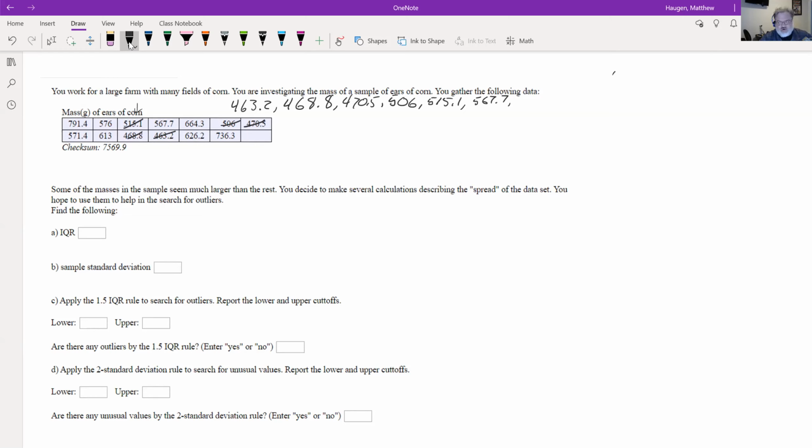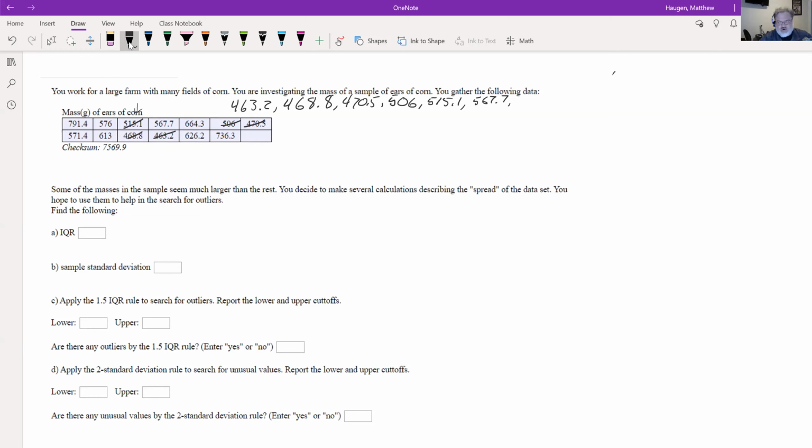I think the thing that makes this question more difficult is just the fact that there's so much that we have to do before we can start answering the question. We got to put it in order. We got to find the median. We got to find the quartiles. We have to do a lot of prep work before just finding the answers to their questions.